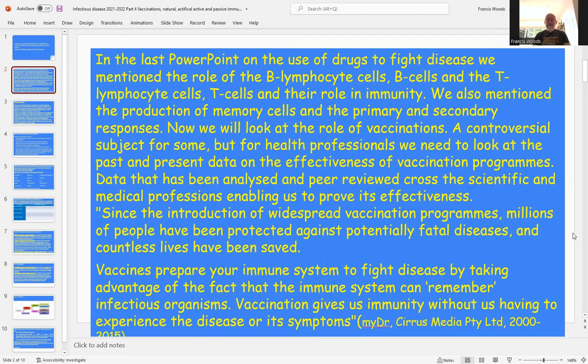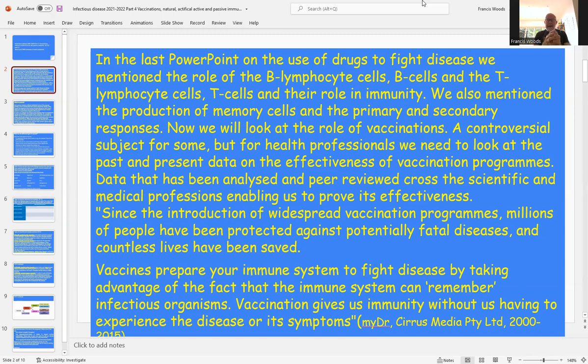So, as it says in our last PowerPoint, we looked at the B lymphocyte cells and the T lymphocytes and their role. Now, our memory cells allow us to have a library of antibodies that we can produce when we're reinfected with exactly the same microbe. And remember, they're looking for these protein antigens on the surface of our bacteria or our virus or fungus.